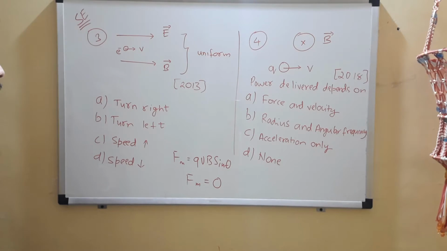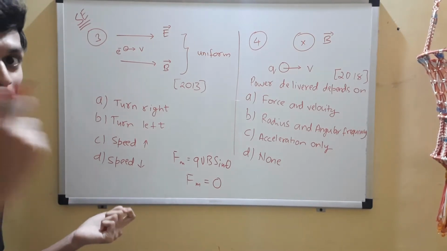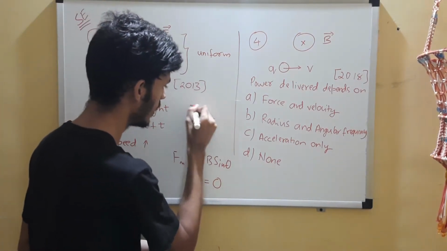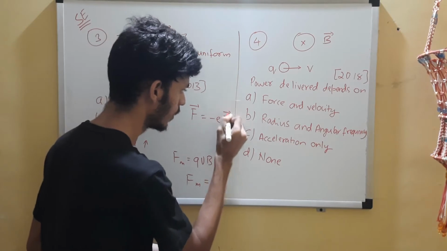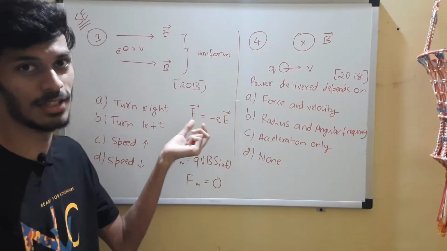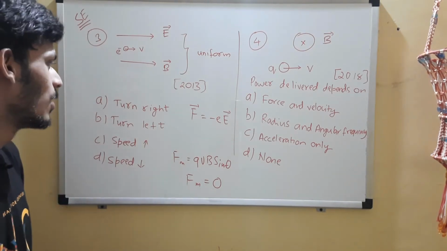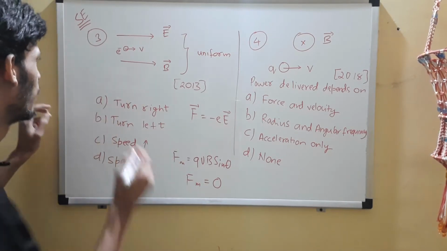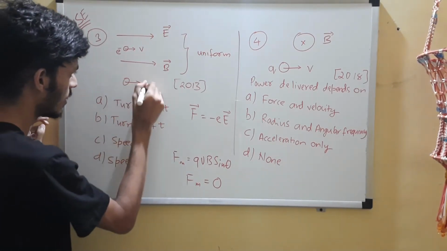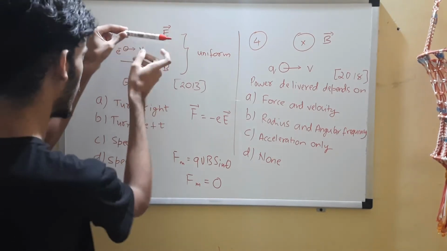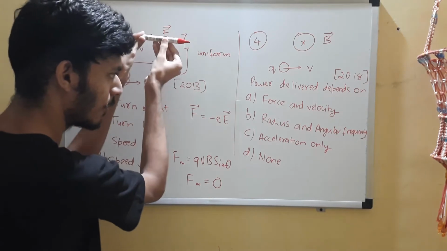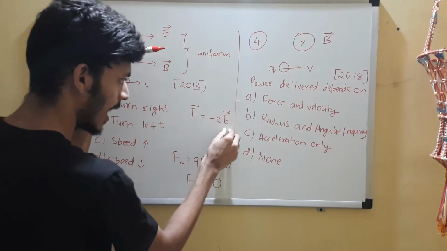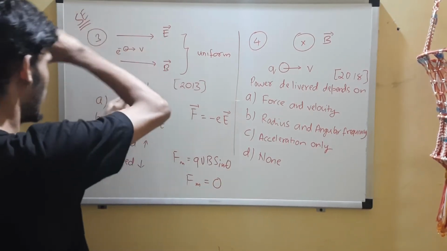Now let's find the force on that electron due to the electric field. The force on that electron will be minus eE. Let's write it vectorially. This is the elementary charge, and this is minus, because it is an electron. So the force will be opposite to the direction of the electric field. Its velocity is in this direction. The electric field is from left to right, and the force is opposite because this minus sign shows that. So the force is in this direction.